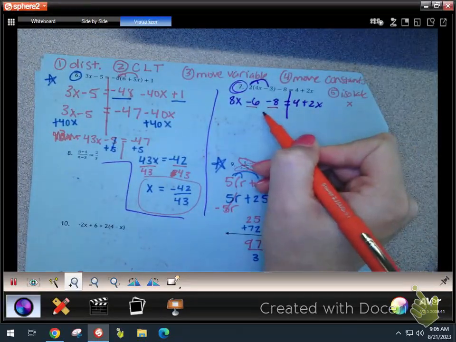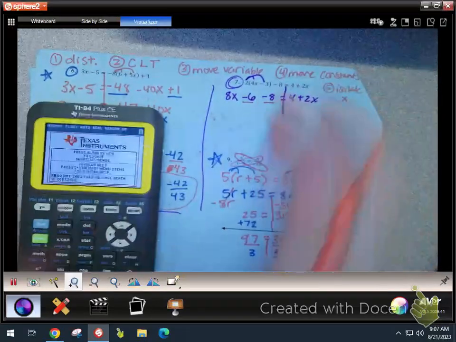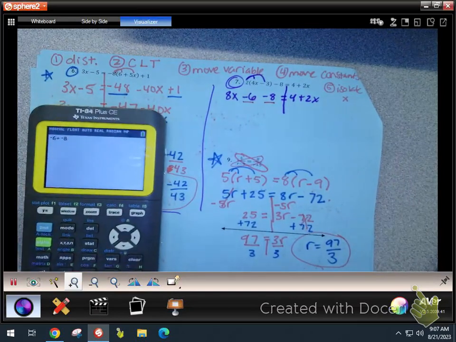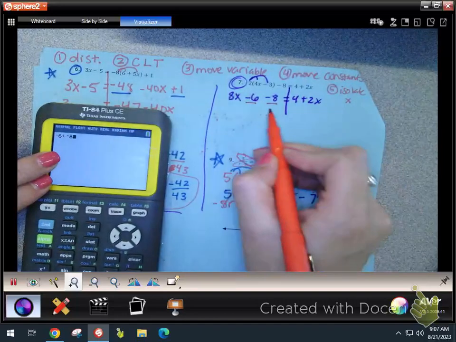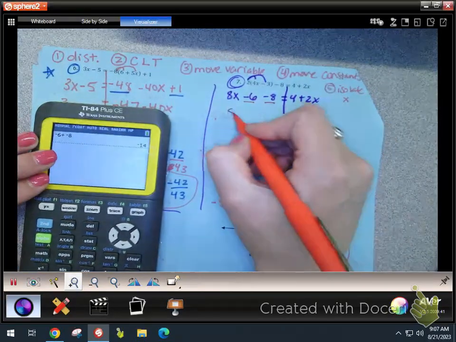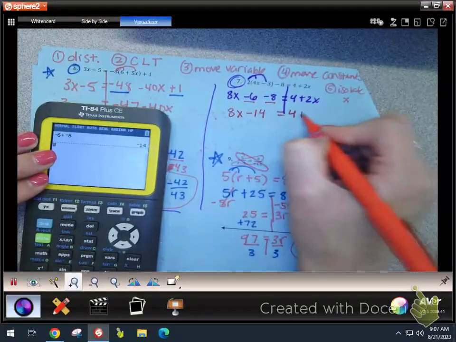When they're on the same, you put them together by adding. So what is negative 6 plus negative 8? Y'all got calculators, don't you? Negative 14. Negative 6 plus negative 8. Notice I went to my calculator. I added up those 2 numbers. They were negatives. So I just typed negative in there. And I get negative 14 equals 4 plus 2x.